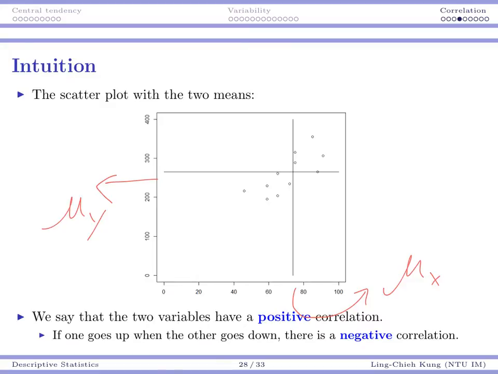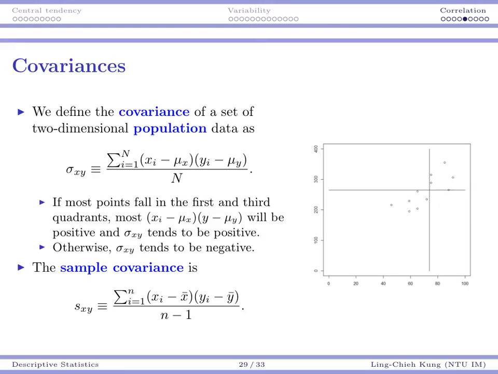So we hope that the measurement, the indicator we define, can capture this characteristic. It can give us, for example, a large number when what happens here is true. We hope that our indicator will be large if x greater than mu x implies y greater than mu y. So let's see how to do it.